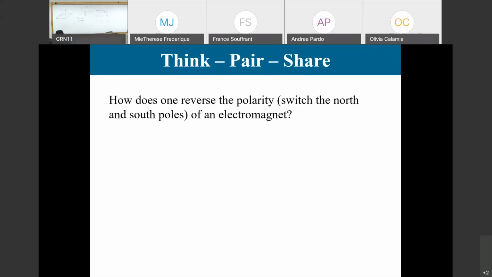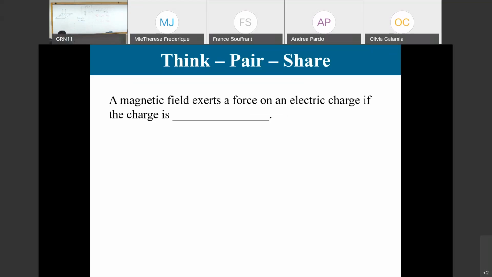All right? And related to the first question, a magnetic field exerts a force on an electric charge if the charge is what? What needs to be happening with the charge? So there is a force acting on it. The charge must be moving. Okay?